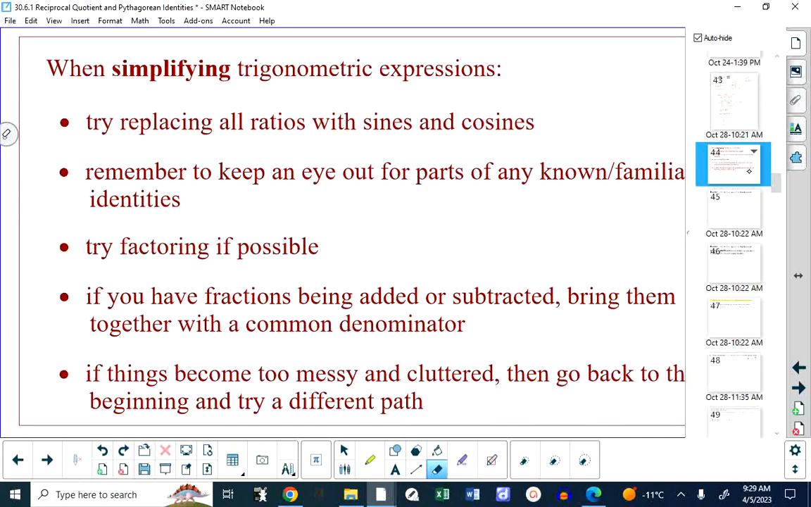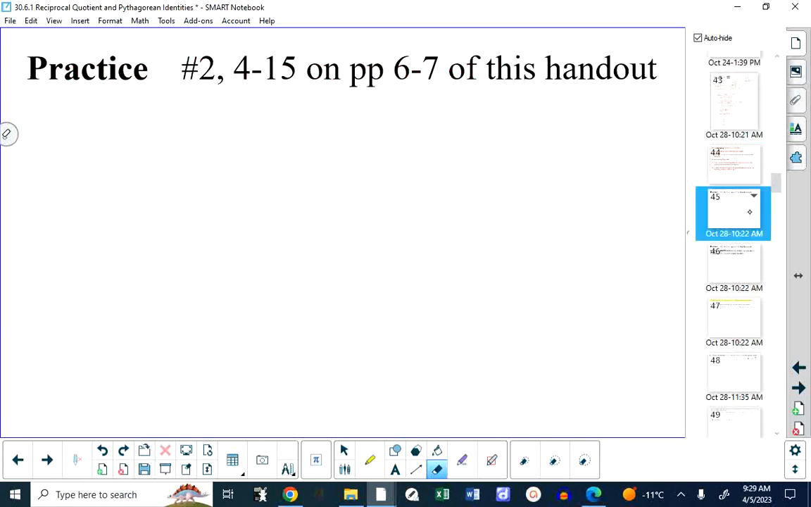So let's open this up now. This is on, again, page 9 and 10. Any questions? Go ahead, Jesse. 4D. 4D? Okay.